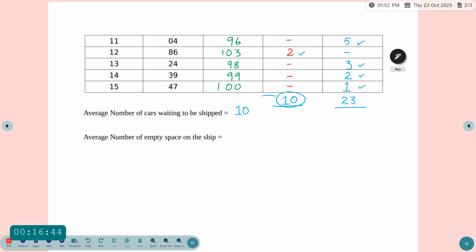So using this value 10, in total number of days, 15 days, so 10 by 15 is equal to 0.67. The average number of empty spaces on the ship: 23 is the value for number of empty spaces. So how many days? 15 days. So 23 by 15 is equal to 1.53. So the problem is completed.